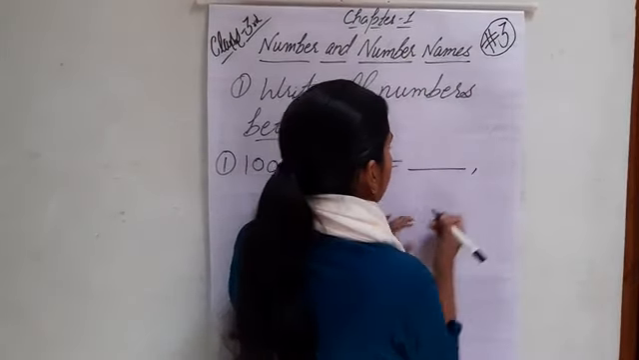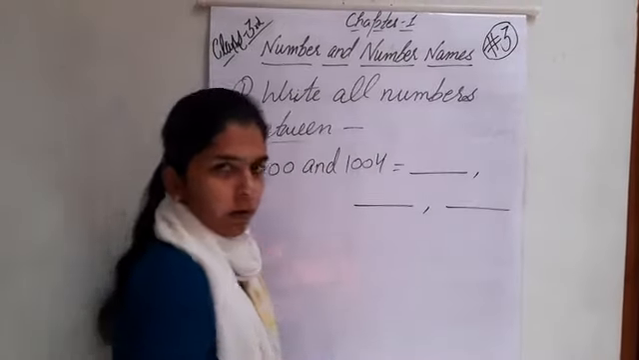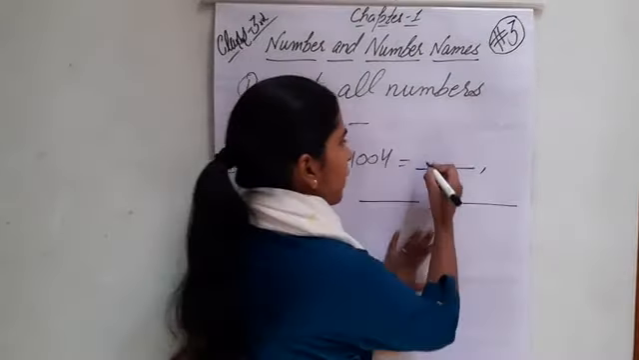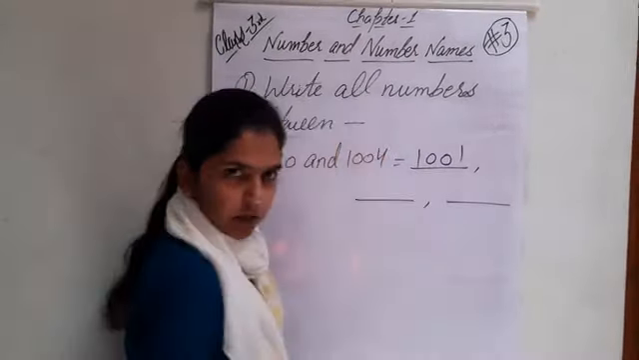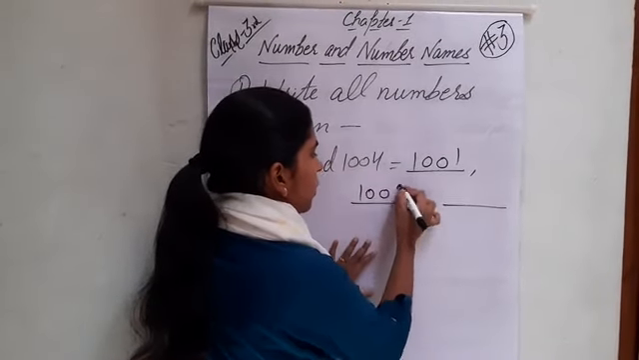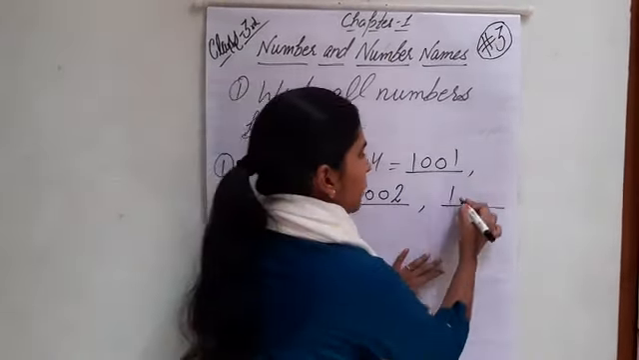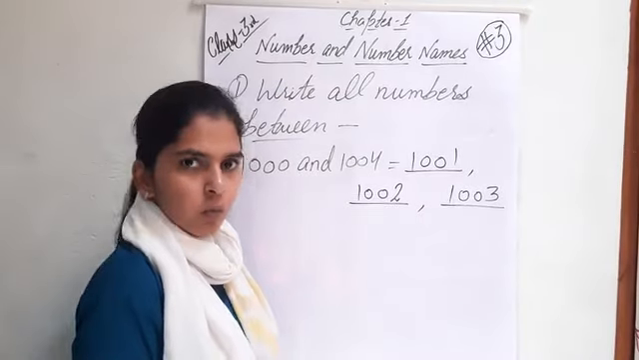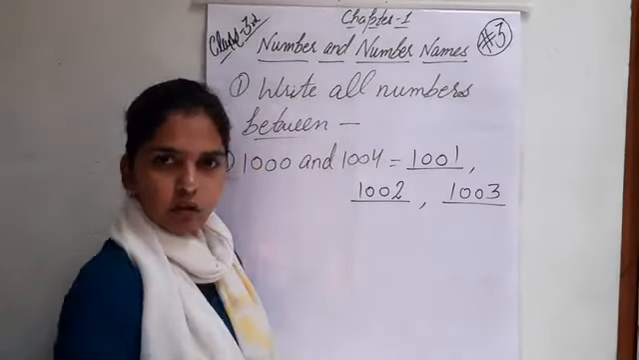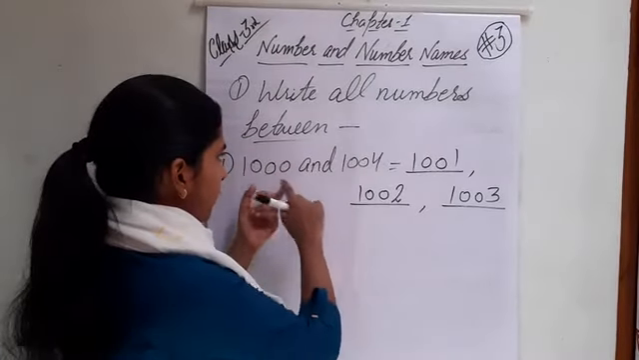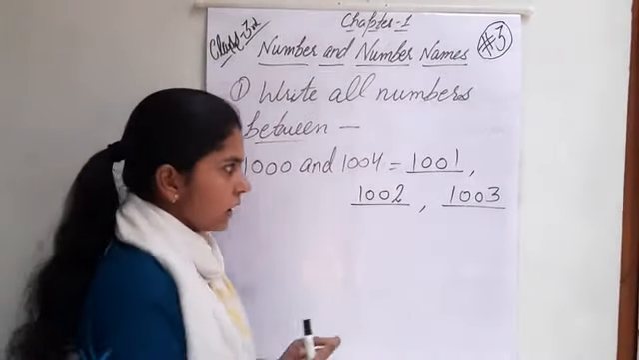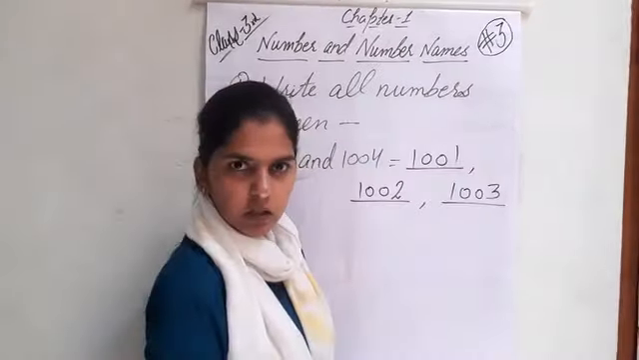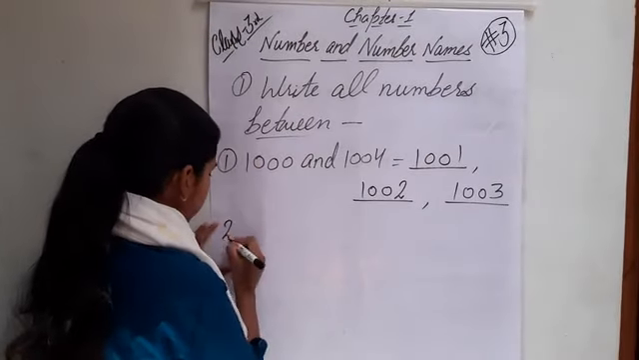After 1000, can you tell me which number will come? The next number of 1000 will be 1001. Then 1002, then 1003, and the next number of 1003 will be 1004. 1004 is already there, right? So the numbers between 1000 and 1004 are 1001, 1002 and 1003. Let's solve one more question of this kind.